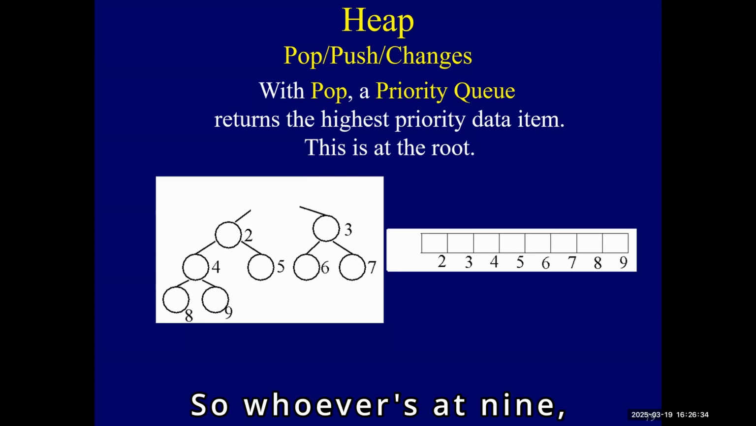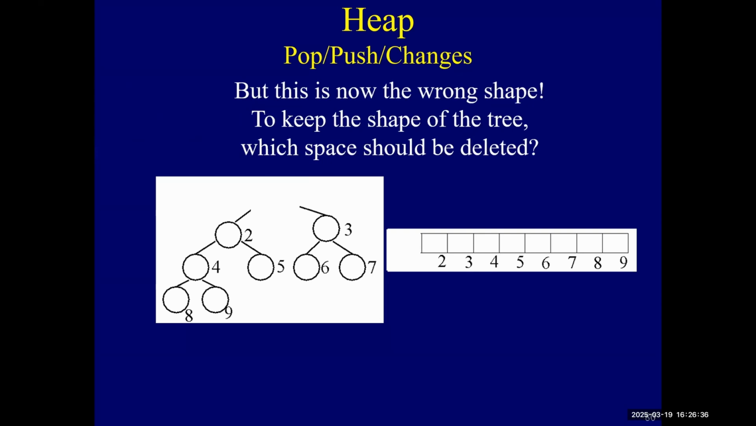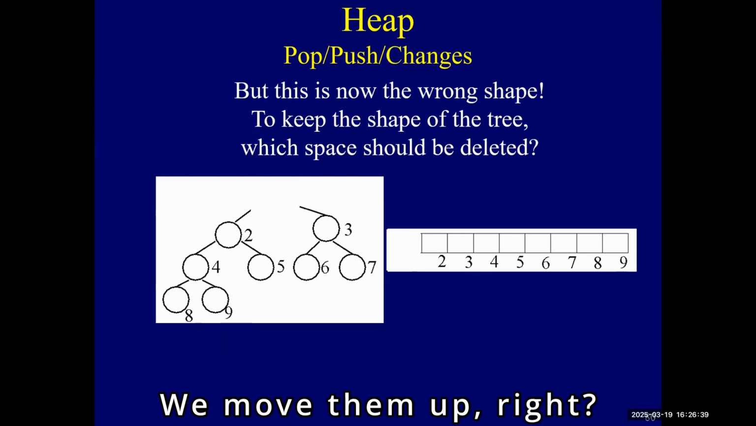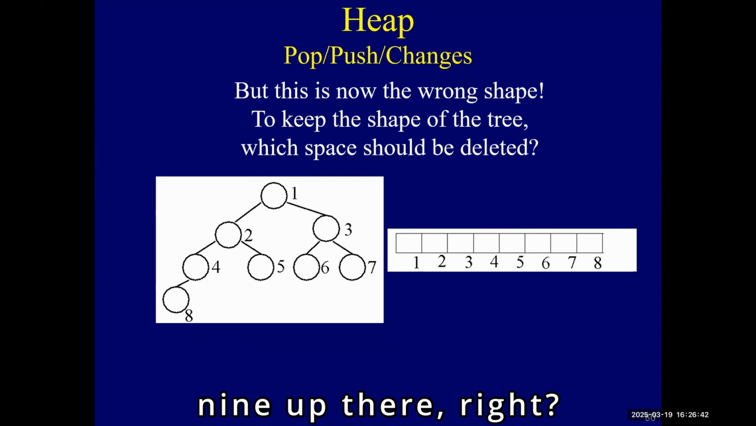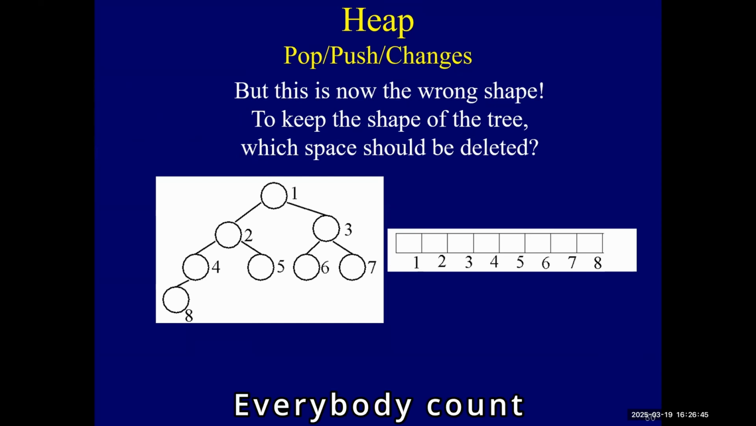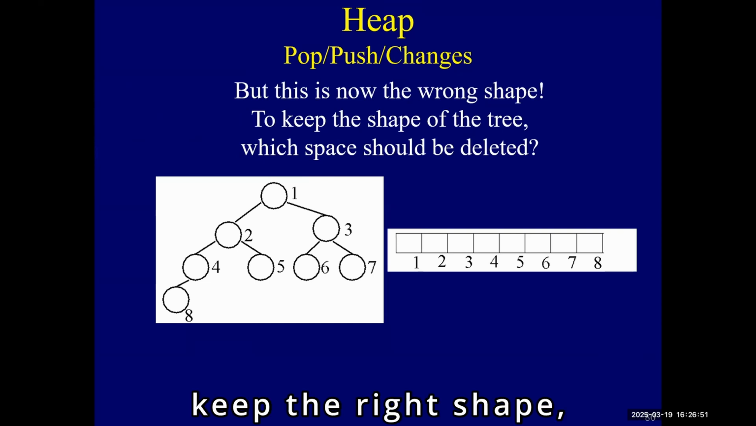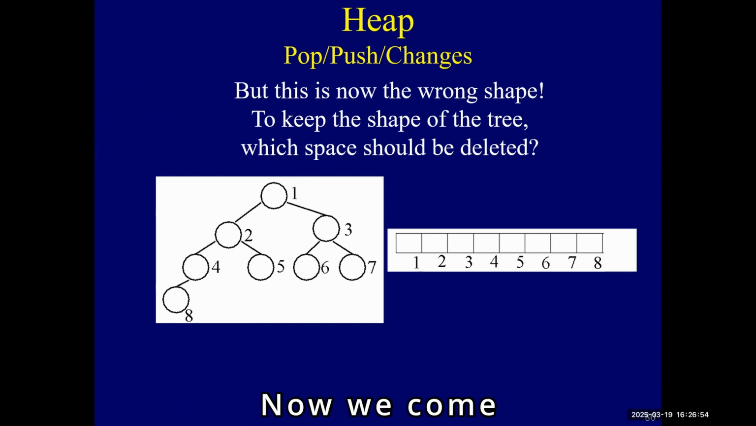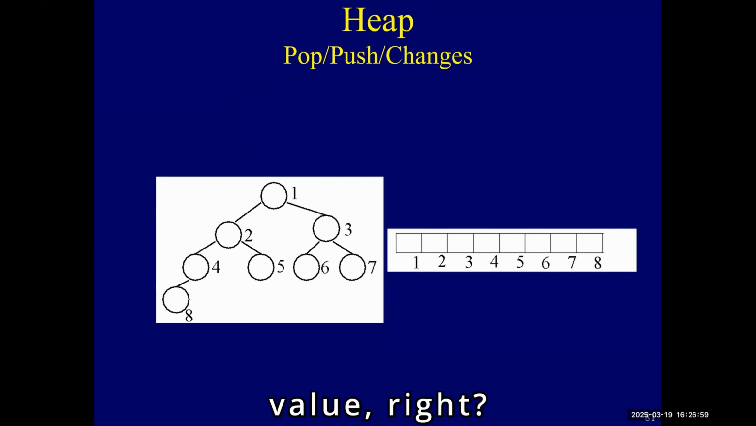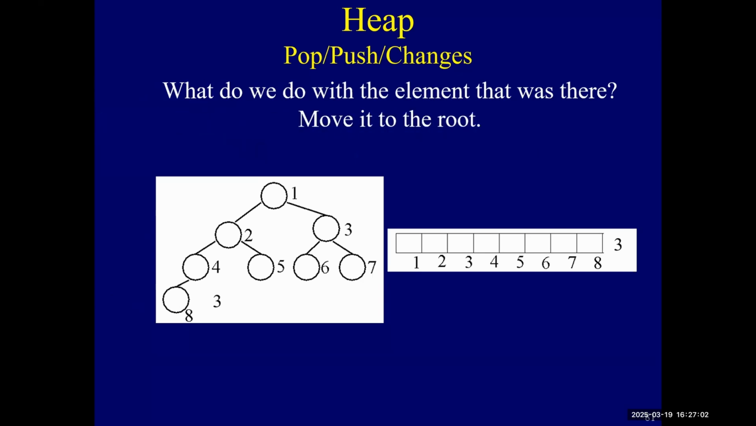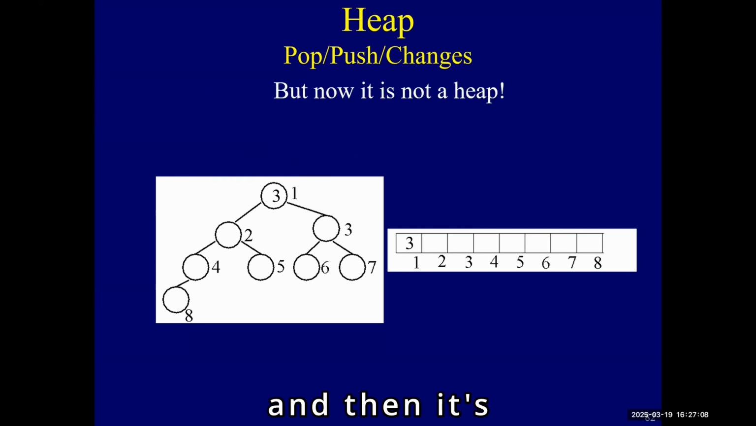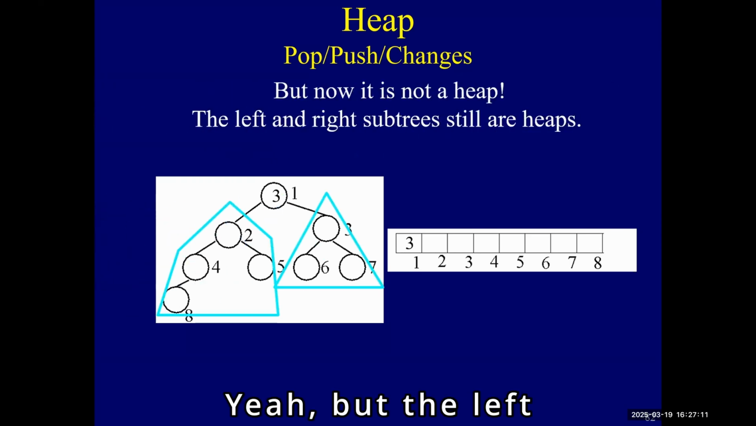So whoever's in 9, we move them up. We take 9 out and we put 9 up there. Everybody kind of buy that? And the reason we did that was to keep the right shape. Now we come back to the root. Now there's a value at the root that's not a good value. The value moved up, and then it's not a heap. But the left child and the right child are heaps, right?